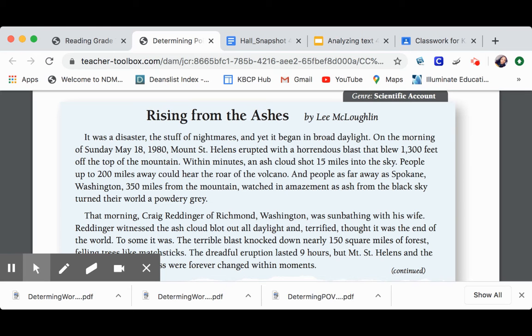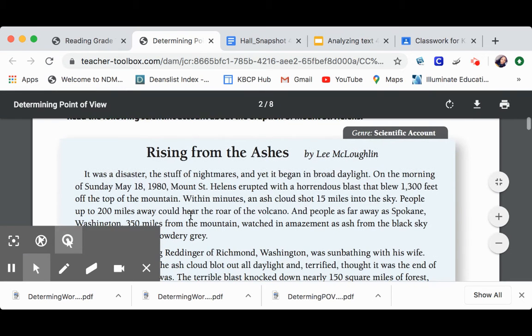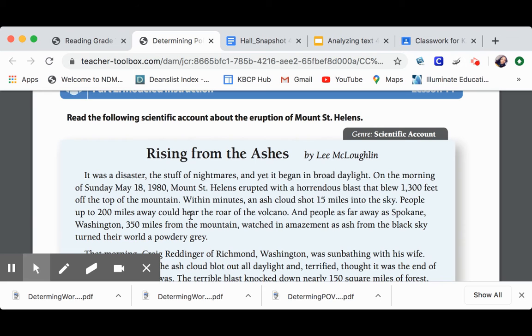Okay. So the next thing that we're reading is Rising from the Ashes. Let's go ahead and get started. But before we get into that, what I want you to do first, before we jump right into reading, is have this question in your mind. The question I want you to think about is: what is the author's point of view about the eruption? So just by that question, we already have a little insight into what we're going to read about. We already know it's a scientific account, so we already know the journey.